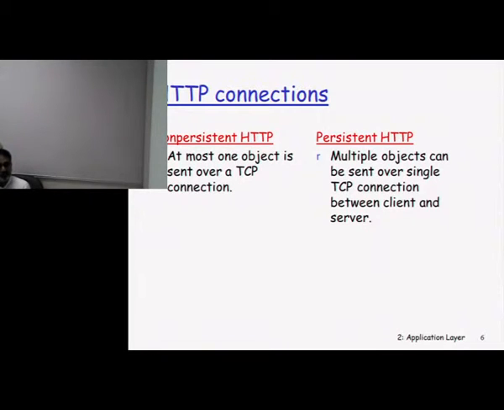In comparison to it, we have persistent HTTP connections as well. Persistent HTTP says that multiple objects can be sent over a single TCP connection between the client and the server. It means once the TCP connection is established, if HTTP is following persistent communication, then in persistent HTTP, on one TCP connection, multiple requests and objects can be sent between that connection setup. It will not be disconnected after sending one object.